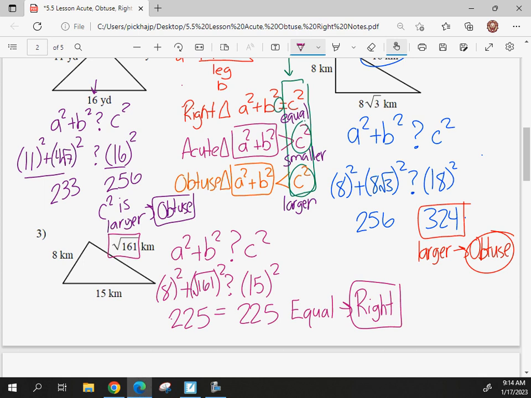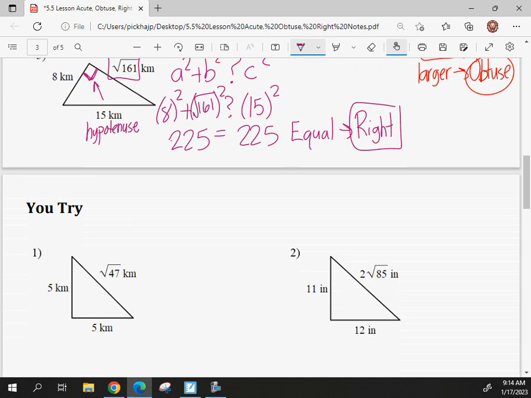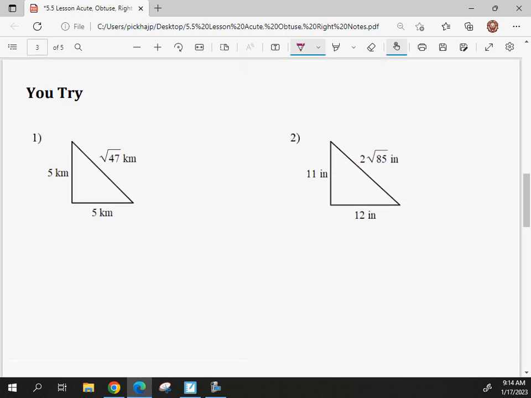Therefore, that biggest side, 15 kilometers, was my hypotenuse. And the hypotenuse is always across from the 90-degree angle, so that is a 90-degree angle. It looks like one. We've confirmed that it is because we've shown that this is a right triangle. So go ahead and give these two a try. Put your answers in the box, whether it is a right triangle, an acute triangle, or an obtuse triangle. Then you can check your answers. If you get either of them wrong, that's a good time to raise your hand, show us what you did, so we can see where the mistake might be.